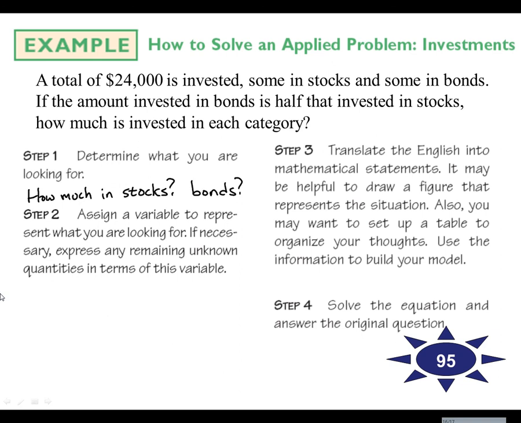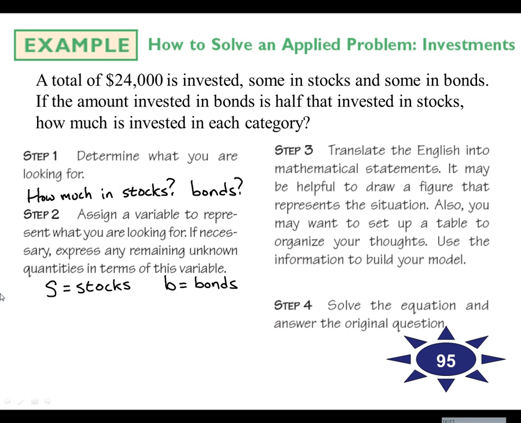So next step, let's assign a variable to represent what we're looking for. So stocks, how about S is stocks? And how about B is bonds? All right, so we want variables for the things we're trying to solve for, and any unknown quantities in terms of this variable. And we'll combine that a little bit with step 3 to translate this into mathematical statements.